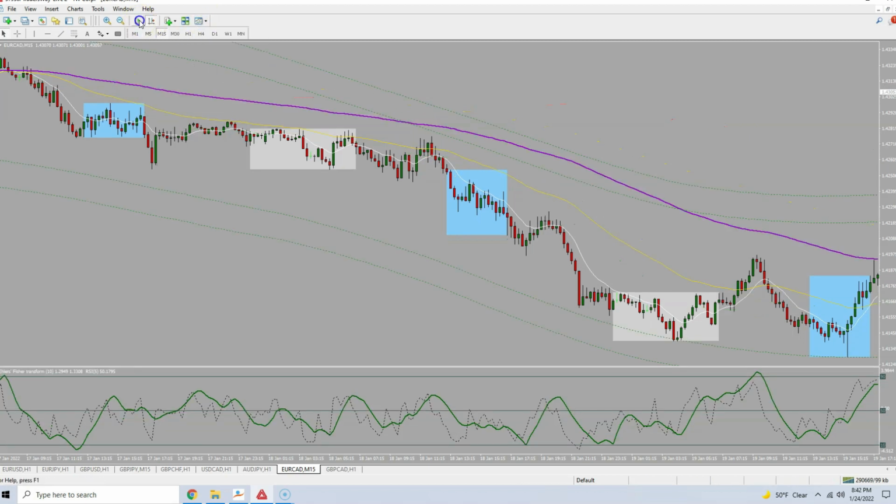Let's go back to the main chart. We just want to make sure that we enter on or just above the 50 EMA. So you could have entered about right here. That's a smooth, again, 100 and some pips.